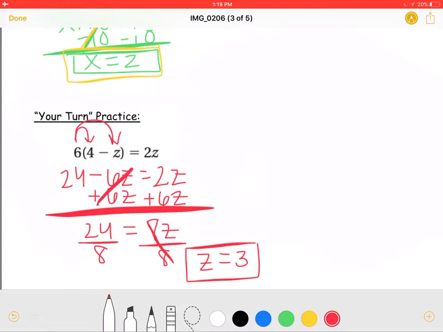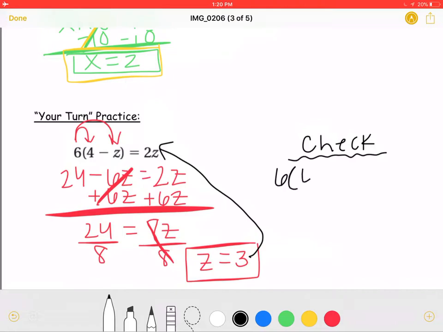Real quick, I actually want to go through a check. If you remember how to do a check, maybe you want to fast forward. I wouldn't mind. But a check real quick. Remember, we're replacing z with 3 from your original. So I'm going to plug that in.